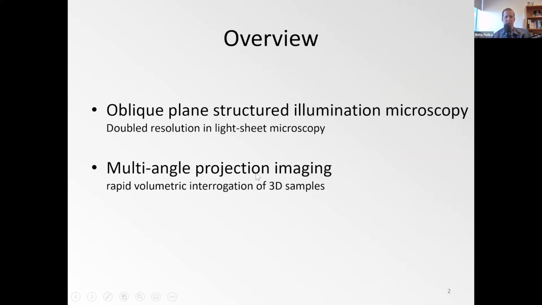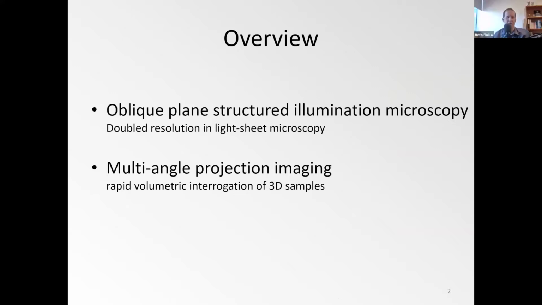So I will talk about our spin on oblique plane microscopy by combining it with structured illumination, which essentially can double the resolution in light sheet. And then in the second part, I will talk about, can you actually hear me? Perfect. Yes, perfect. Okay, good.